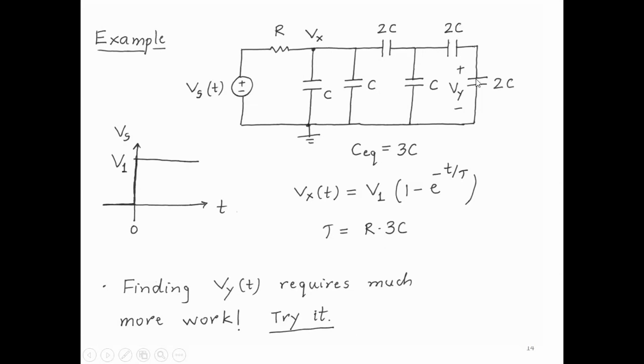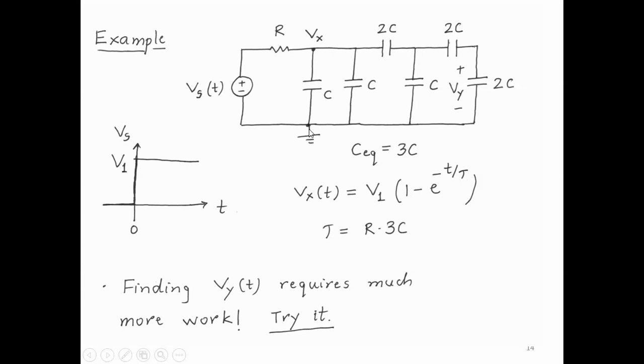So 2C series 2C is C. That C in parallel with C is 2C. That's 2C in series with this 2C is C. C in parallel with C in parallel with C is 3C. So looking to the right of this Vx, this whole thing is one capacitance of value 3C. And so we can replace everything by one capacitor from Vx to ground of value 3C, and then we have Vs, R and 3C. And then we know how to solve that circuit very simply. It is V1 into 1 minus e raised to minus t by tau, where tau is R into 3C.